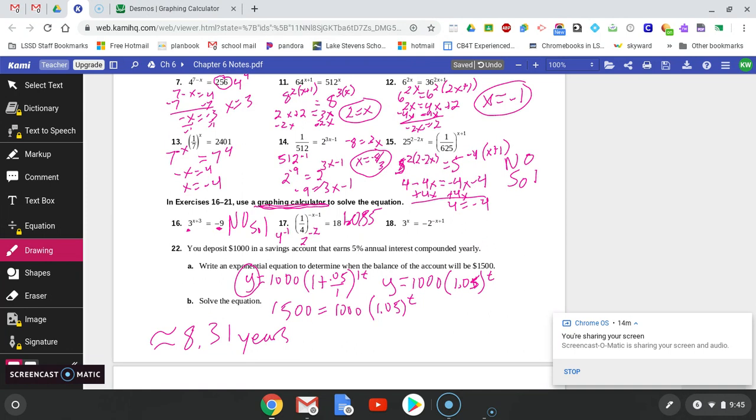So in a little over 8 years, they will have made $500, but just by having their money in that account. Okay, take a second and write your summary, mark anything that you have questions on, and then we'll be ready to talk about tomorrow in class.